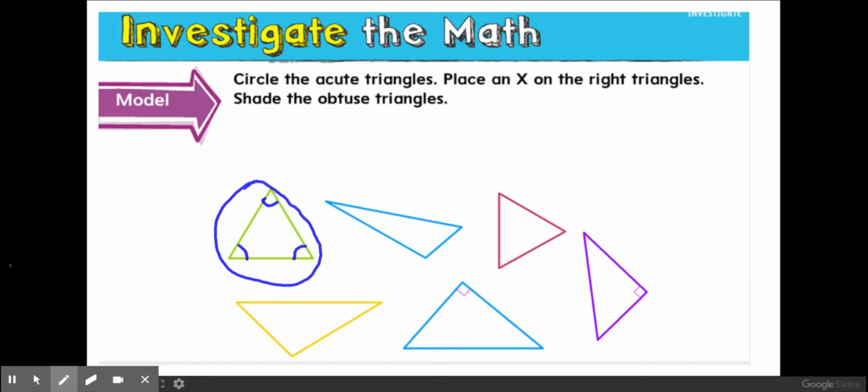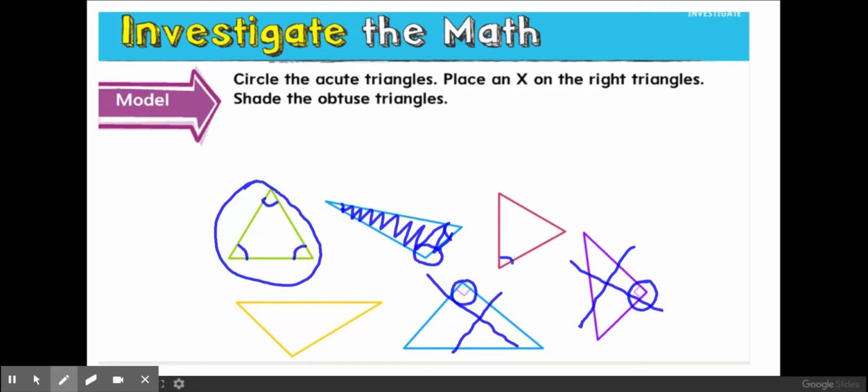Next, we have right triangles, and I know right triangles have one right angle, and I can see that this has a right angle and this has a right angle. So we're going to X those out because that's what the directions say. Oh, I'm kind of skipping around, aren't I? The blue triangle. Man, it really looks like this angle right here would be a right angle, but since it's not marked, it must be obtuse, just slightly bigger than 90 degrees. And then these two angles are acute. But since I have one obtuse angle, that makes it an obtuse triangle.